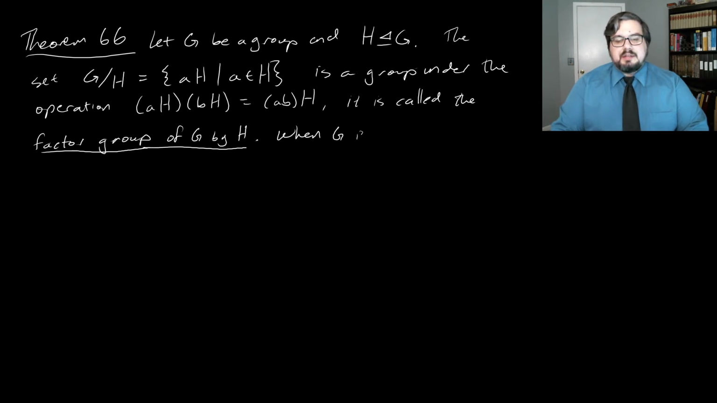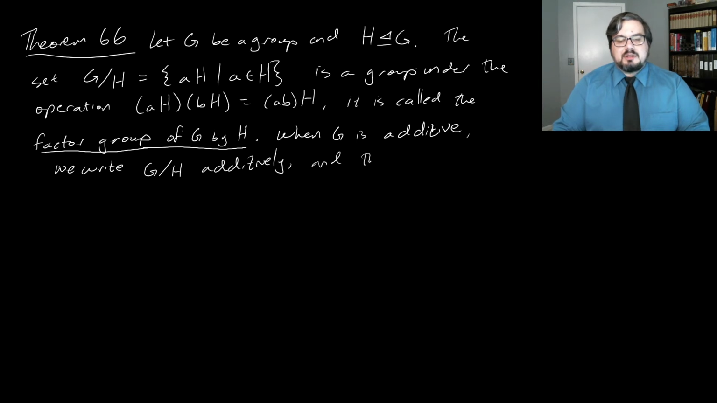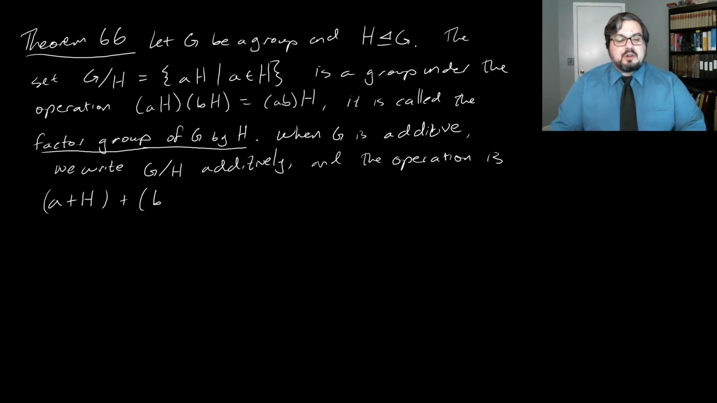When G is an additive group, that is, when we are writing the operation as addition rather than multiplication, we write the group G mod H additively, and the operation is given by A plus H plus B plus H, because remember that these are what the cosets of H look like in an additive group: A plus H and B plus H. The sum of these is going to be the coset A plus B plus H.